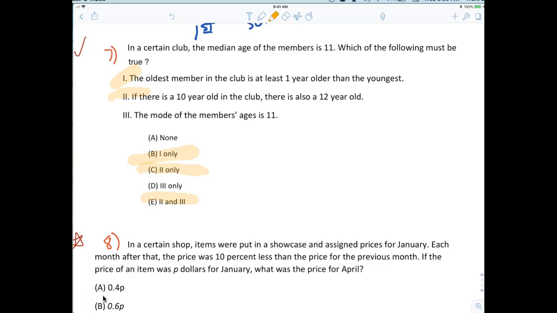The mode of the members is 11. Are most of the kids 11? Yeah. You could have 3 people in your club. 11. Somebody who's 100, and somebody who's 1. You agree? The median is still 11. Everybody agree with that? All right, so I don't think there's any relationship between the mode. Just because the median is 11 doesn't make the mode 11. Everybody agree with that? And again, that is a tremendous review now of mean, median, and mode.